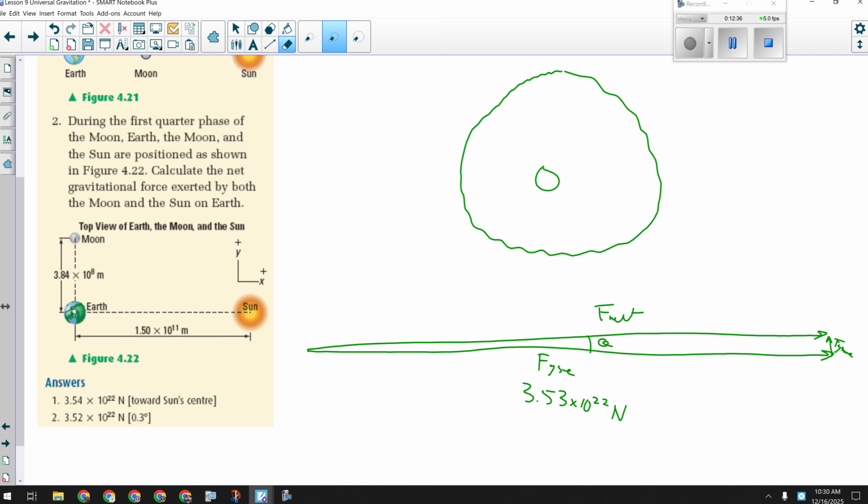All right, so in this particular orientation, they are mentioning that this is the first quarter phase of the moon. So that means that this side of the moon here is in darkness. Okay, that side of the moon would be light, so we would see half the moon. That would be the first quarter. Okay, all right.